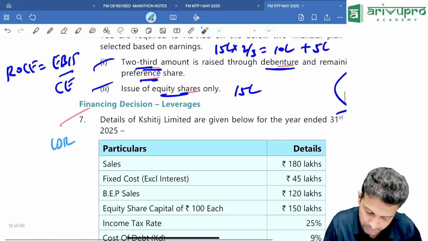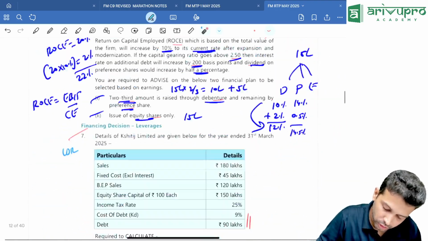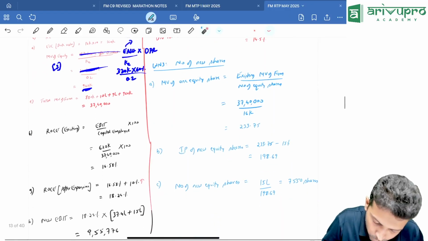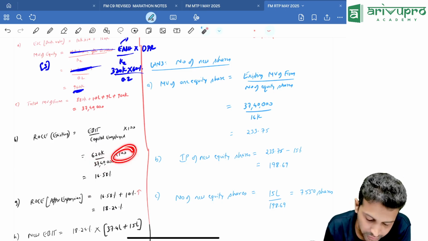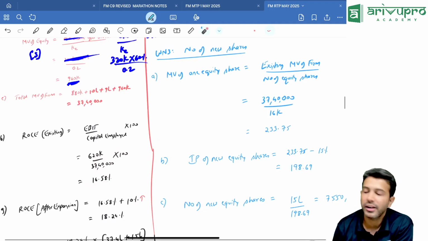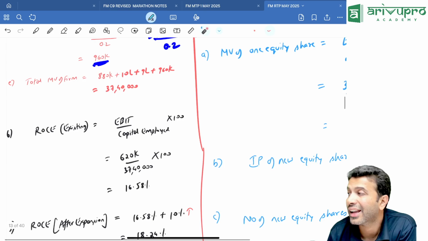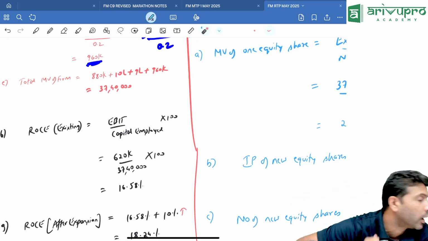EBIT is given in the question. Check the question. How much is EBIT? EBIT is 6,20,000. So 6,20,000 in the numerator, market value, which is 37,40,000, in the denominator, into 100 if you do. Existing ROI is how much? 16.58%. That is your existing return on capital employed for the current project.